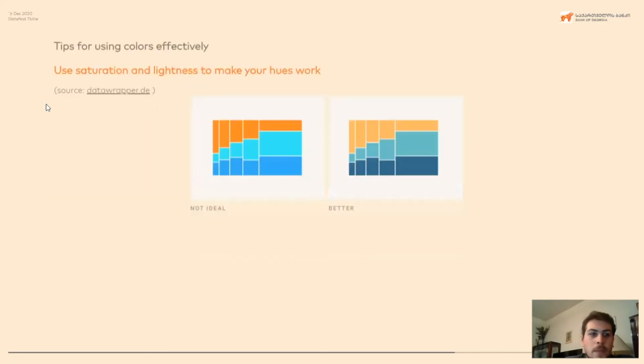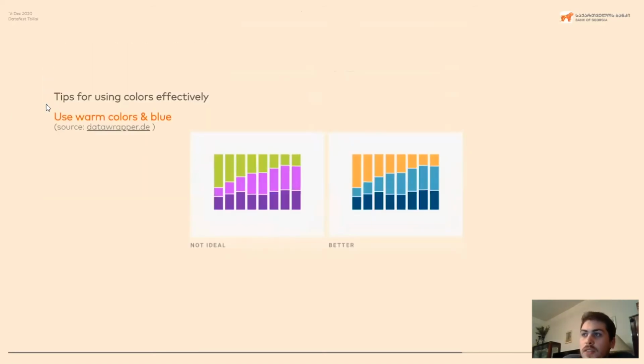The next tip is to use warm colors with blue. There's a complementary color combination that is especially loved by data visualization designers: yellow, orange, red, and blue. Look at them. They are really beautiful together, aren't they? So it's a well-tested color palette.